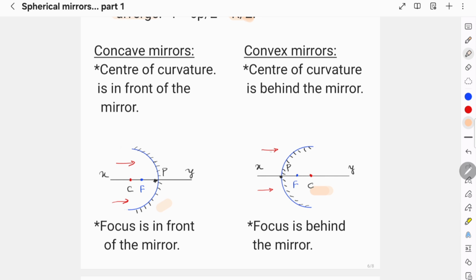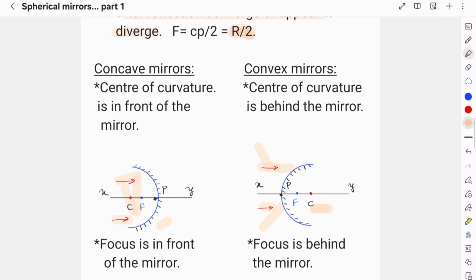So this is the incident ray which is coming and this will get reflected from here. It will strike the surface and reflect. Similarly, this will strike the surface and reflect from here. So the center of curvature is on the back of the convex mirror and the center of curvature is on the front in case of the concave mirror.